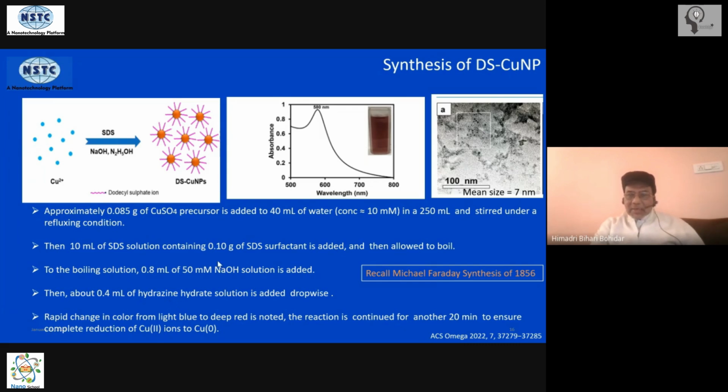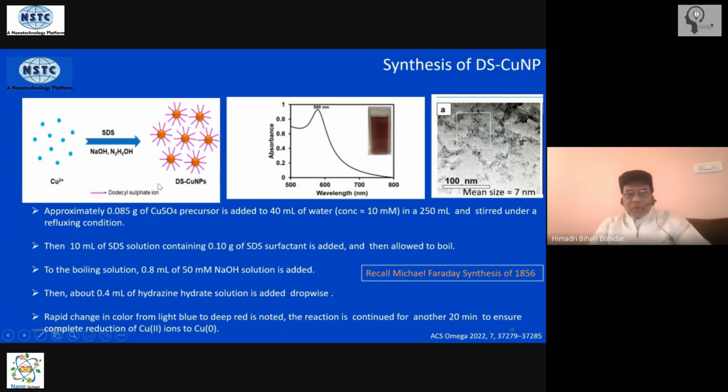Now, when you are doing this, recall how I told you about Michael Faraday's experiment in 1856. He followed exactly the same methodology, or we are following his methodology. He took a gold precursor. We are taking a copper precursor here. Dissolved in water, same thing he also did. We are using SDS here, basically to keep the nanoparticles separated after they are synthesized. Then make it basic with NaOH. In his experiment also NaOH was added, made it basic. He used glucose as the reducing agent and the capping agent. We are using hydrazine hydrate as the reducing agent and SDS as the capping agent. But the rest of these things, or the philosophy of the entire thing, is parallel to what Michael Faraday proposed in 1856. We are following exactly the same protocol, with minor changes here and there.